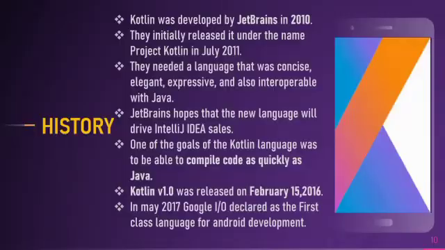Now we can see the Kotlin history. Kotlin was developed by JetBrains in 2010, and it was initially named Project Kotlin in 2011. It is a language which consists of expressions and is elegant. So Java played a major role. In 2016, Kotlin 1.0 was released. It was declared an official Android language by Google at I/O in May 2017.